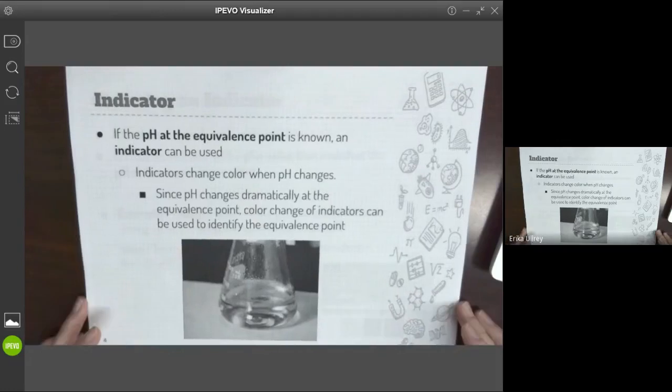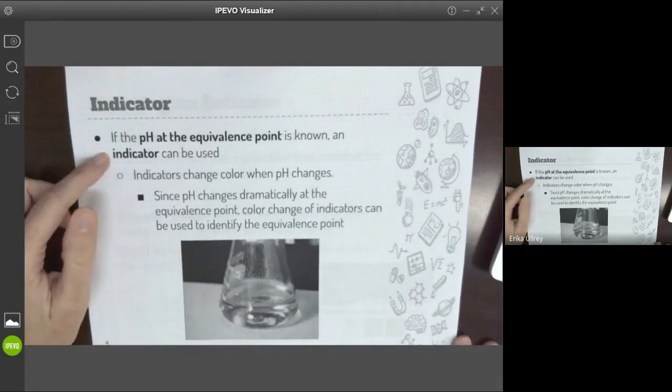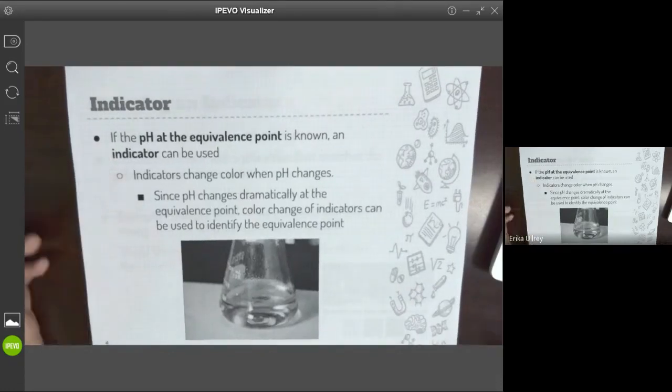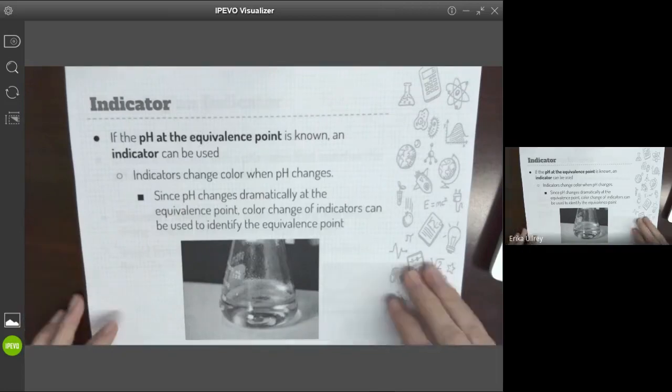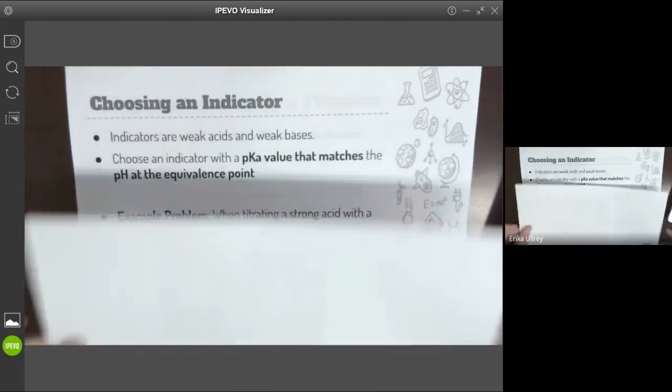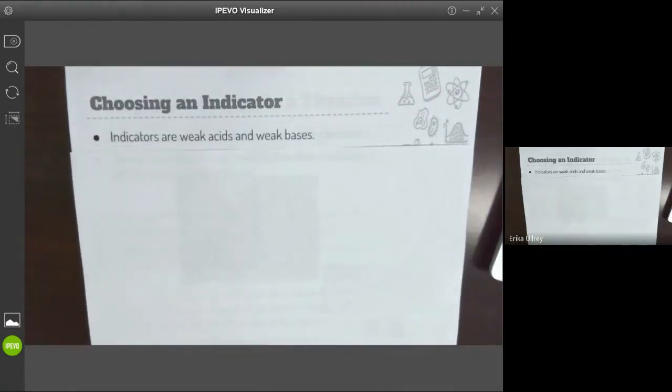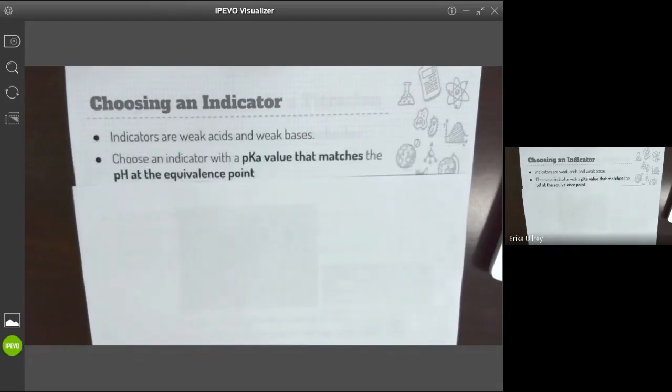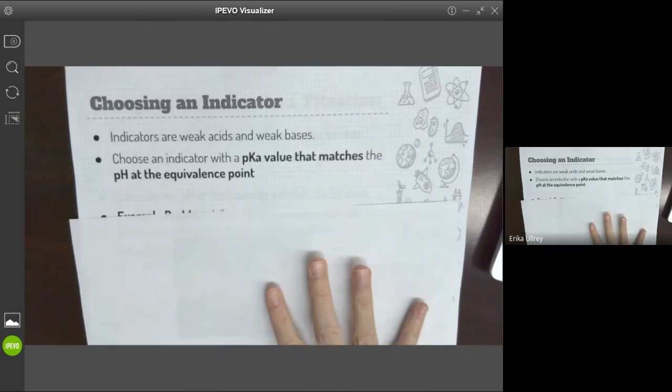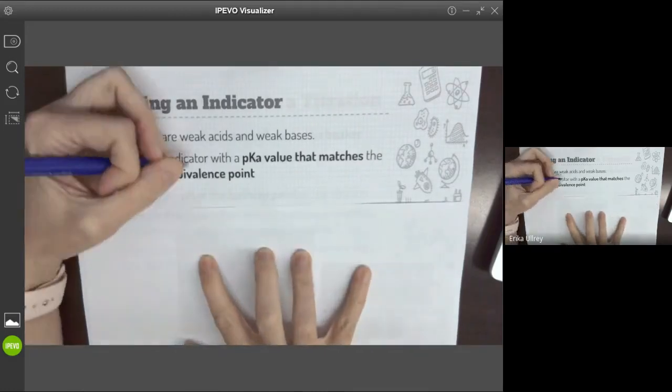So again, if the pH of the equivalence point is known, we choose an indicator based on that pH. So what we're going to really do, indicators are actually weak acids and weak bases. So we choose an indicator with a pKa value that matches the pH at the equivalence point. Okay, so in the case of the titration that I just did, because that was a strong acid with a strong base, okay, the pH at equivalence is 7.